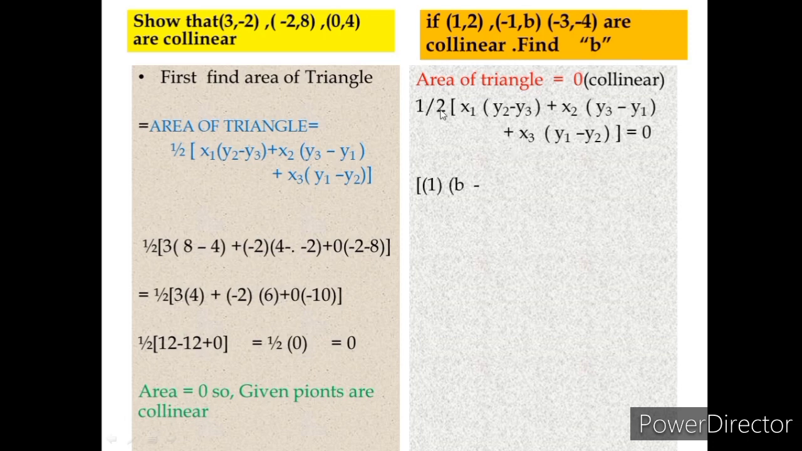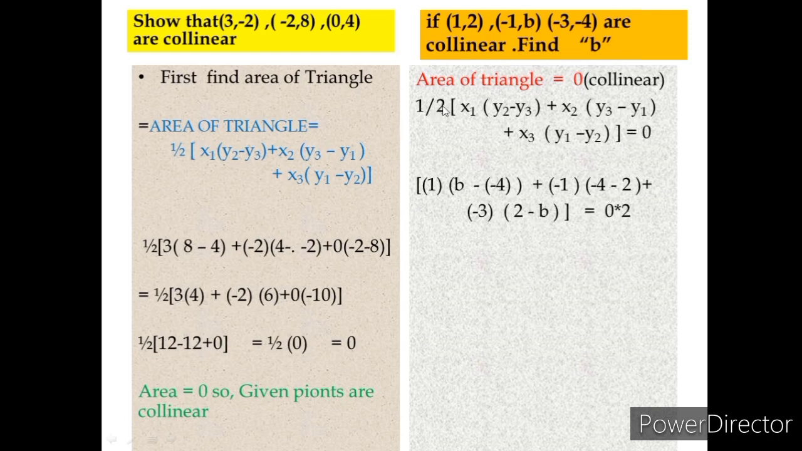You see here 1 by 2, this by 2 transposed to RHS. That's why I don't write here 1 by 2. You have to check whether these are proper or not. X1 is 1, y2 is b, y3 is minus 4, x2 is minus 1, y3 here also minus 4, then y1 is 2, here also 2. Then you have to substitute this value. Here x3 is minus 3, y1 is 2, then y2 is b, equal to 0.